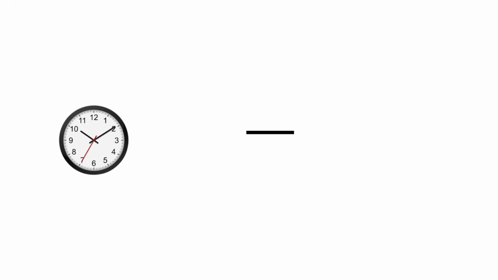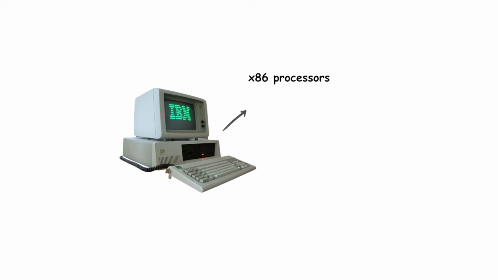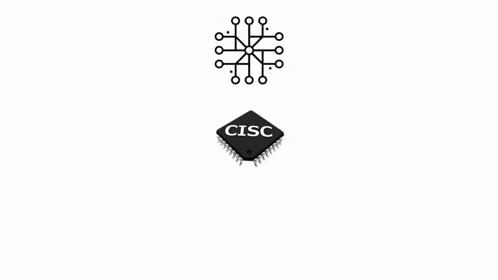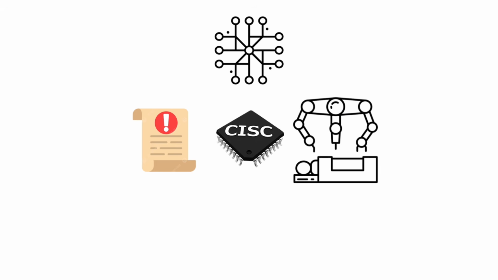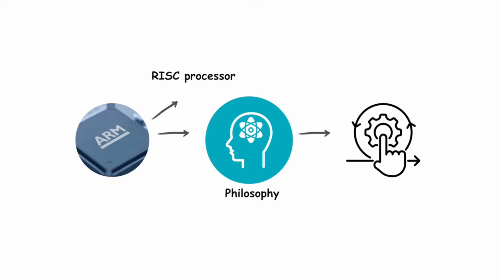Over time, the line between RISC and CISC has blurred. Modern x86 processors use internal techniques similar to RISC, breaking down complex CISC instructions into simpler micro-operations. Meanwhile, RISC processors have gained more complex instructions for efficiency. Still, the RISC philosophy of simplicity, speed, and efficiency remains central to modern CPU design.